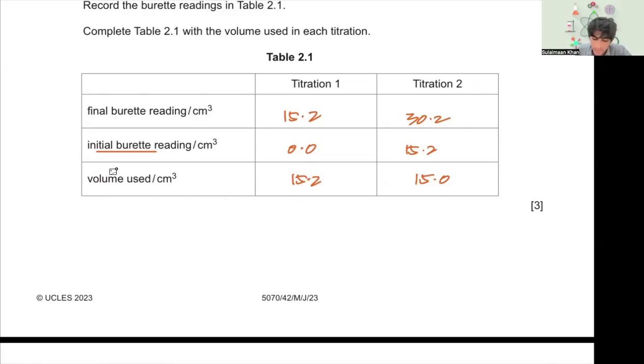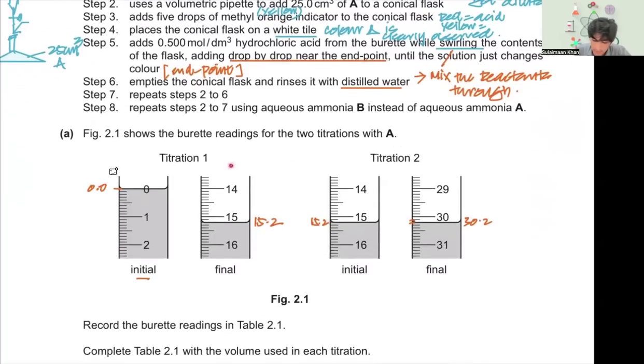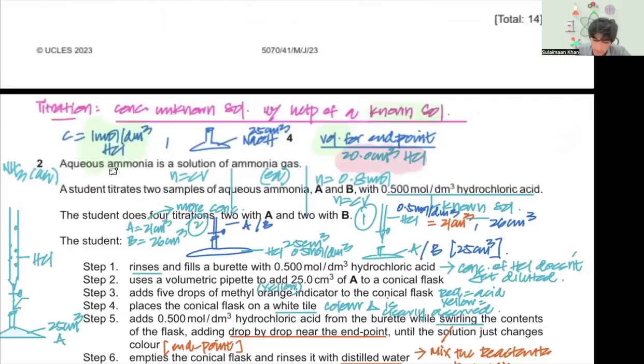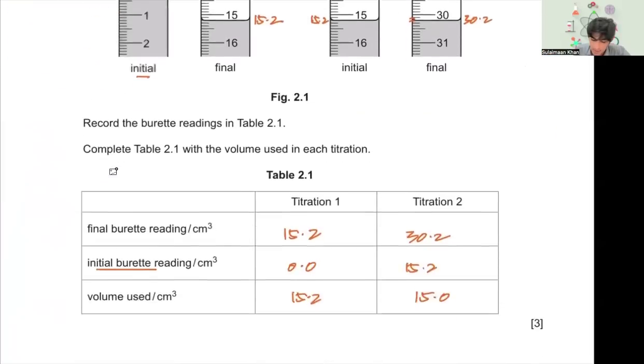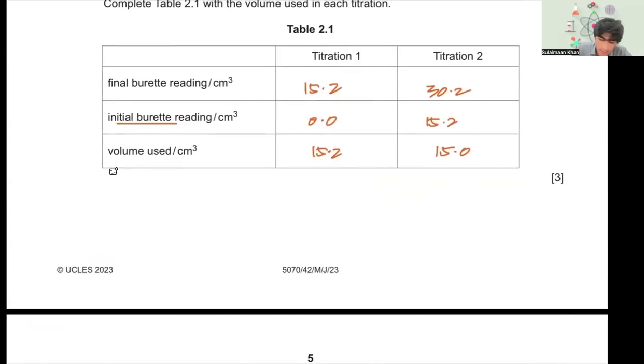My question to you guys is, what is this volume? What is the volume that you figured out? Obviously, it's the volume of hydrochloric acid that was used. The burette reading is basically showing you the volume of hydrochloric acid. You remember the thought process. It will follow this thought process throughout. So, the volume of hydrochloric acid used for A is 15.2, and then for B, that's 15.0.